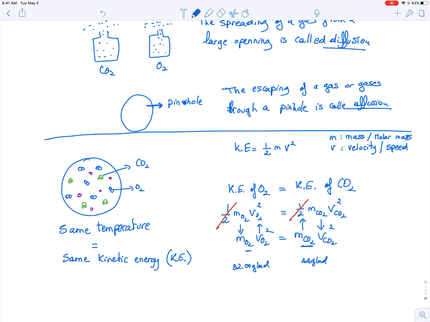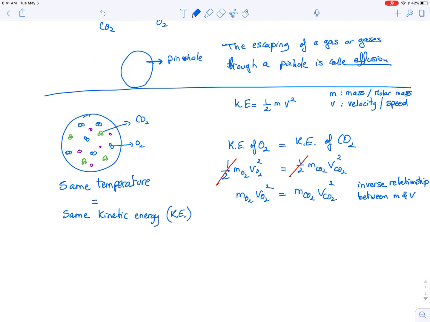It's an inverse relationship between the molar mass and the velocity. So inverse relationship between M and V. Now, this is really Graham's law, but that's not the final version. It looks a little bit different. We tweak it a little bit mathematically, so it looks a little bit different, but it's the same thing.